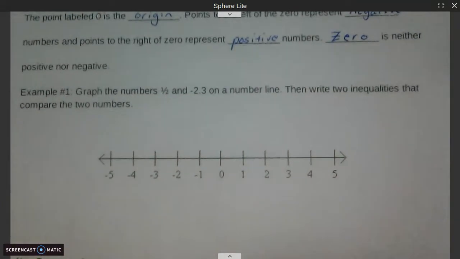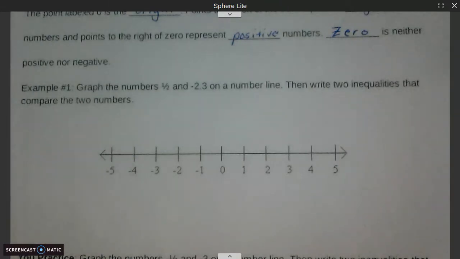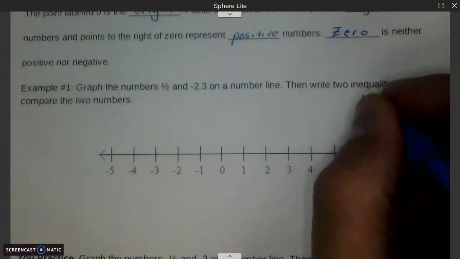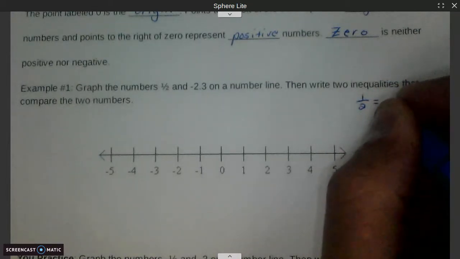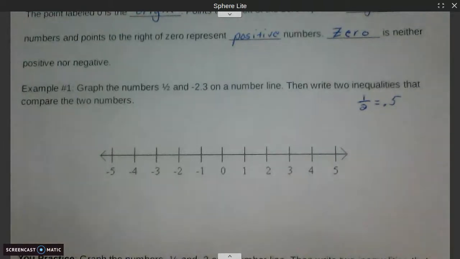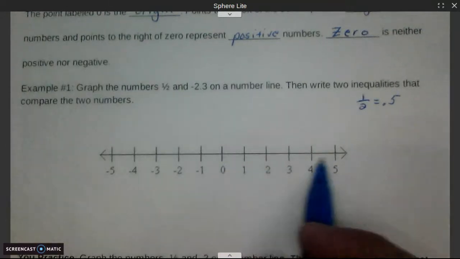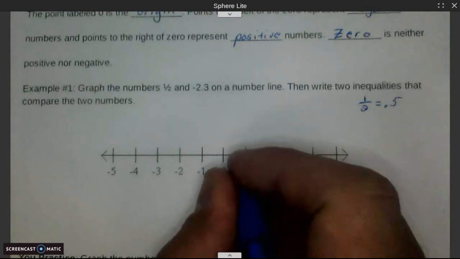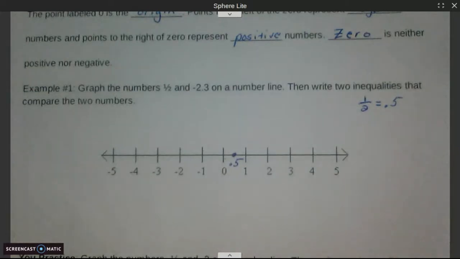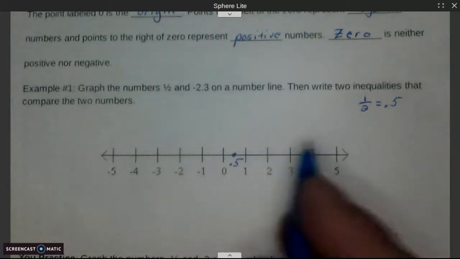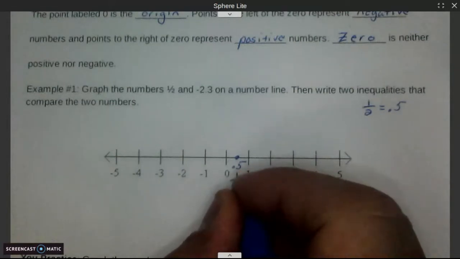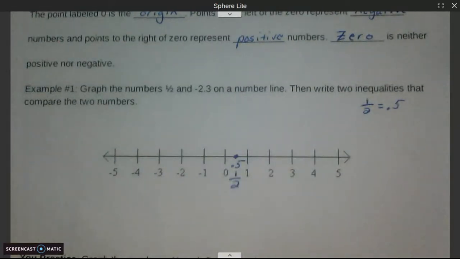Example number 1. Graph the numbers 1/2 and negative 2.3 on a number line. Now, oftentimes it's best if you change it to a decimal form. 1/2 is easy because it's 0.5, and negative 2.3 is already a decimal. So I know that 0.5, since it's positive, will be to the right of 0. Halfway between 0 and 1 should be 0.5, and we want to label it as what it's given to us, 1/2.